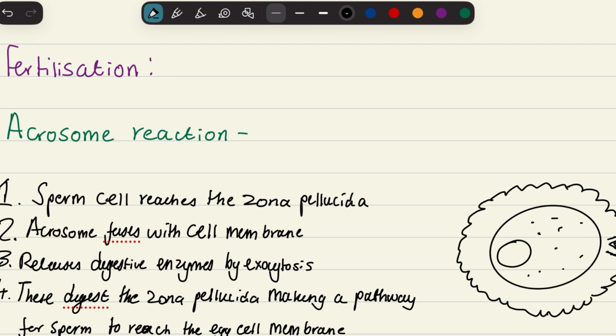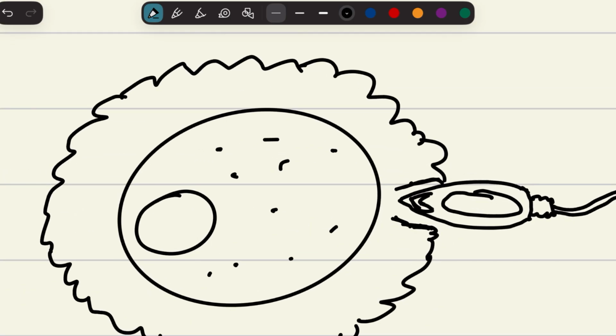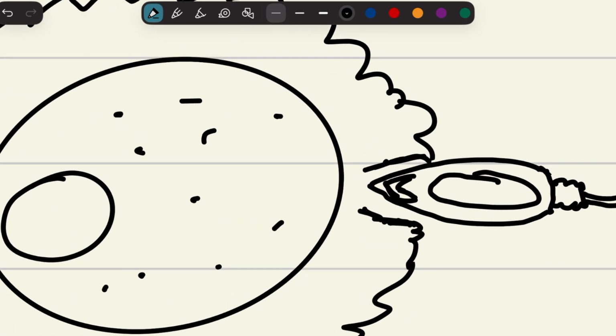Now, what's going on? You have that sperm cell. After ejaculation, it's going to start moving towards the egg cell, moving towards the uterus. When it reaches the uterus, finds an egg cell, it gets to the zona pellucida. And like we said, that's a protective layer, so the sperm cell shouldn't have an easy time getting through it. Now, that acrosome, if we zoom in, is going to fuse to the cell surface membrane of the sperm cell. You can see it's getting closer to the cell surface membrane.